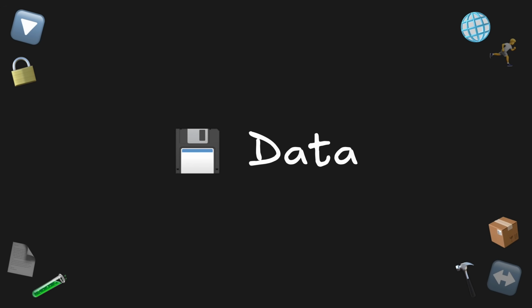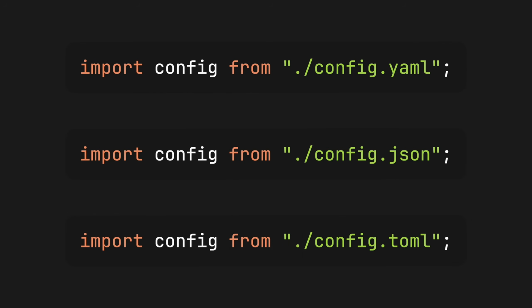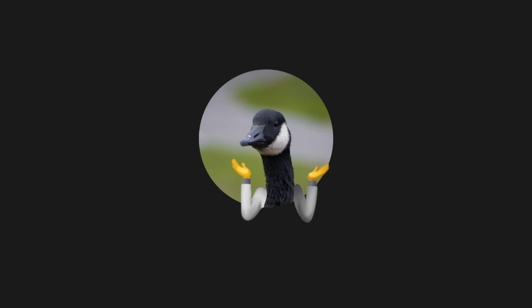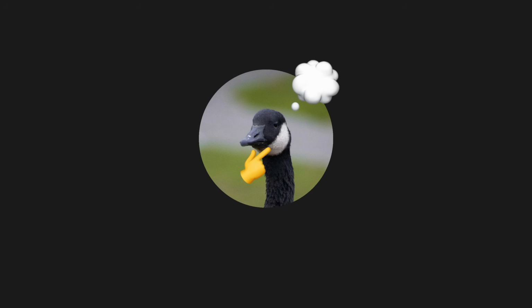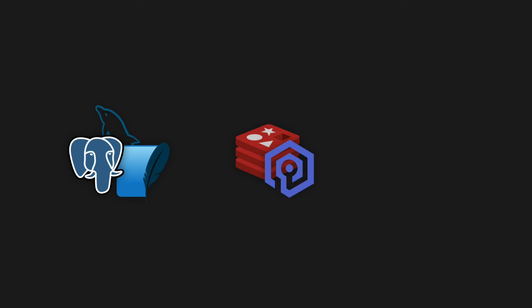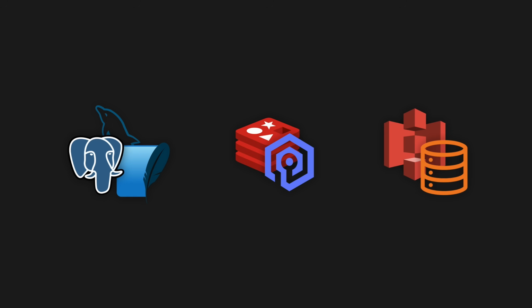Bun comes with built-in parsers for YAML, JSON, and TOML files, which is convenient for storing things like configurations. Now, file handling is great, but what if your application needs to store larger amounts of or more complex data? Well, lucky for you, Bun comes with built-in bindings for SQL, Redis, and S3 compatible stores. These provide direct APIs for interacting with your database, cache, or object bucket, respectively.